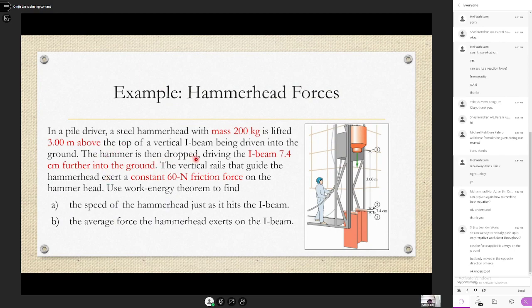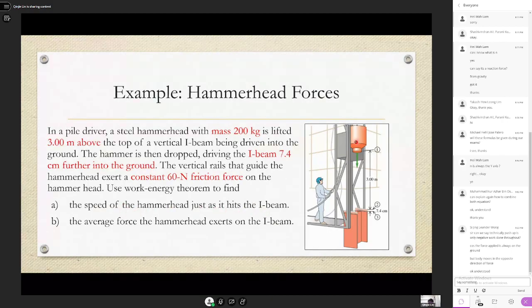The hammerhead is then dropped, driving the I-beam 7.4 cm further into the ground. The vertical rails that guide the hammerhead exert a constant 60 Newton friction force on the hammerhead. Use the work energy theorem to find the speed of the hammerhead just as it hits the I-beam, and the average force the hammerhead exerts on the I-beam. So, part 1: the speed of the hammerhead just as it hits the I-beam.